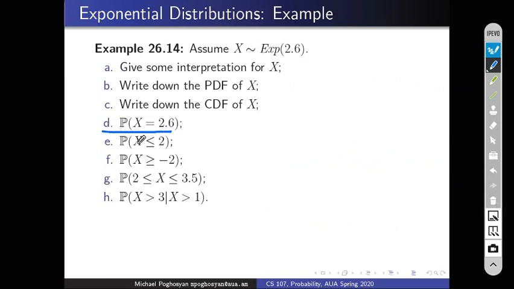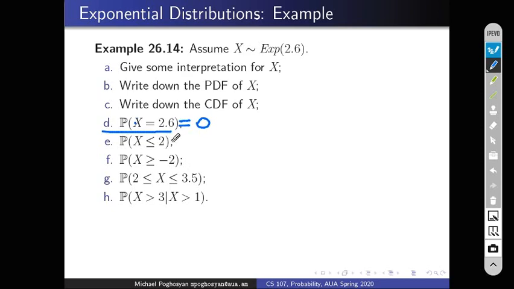Part D, probability that X is equal to 2.6. This is exactly 0. Because X is a continuous random variable, and taking a particular value for a continuous random variable has 0 probability.